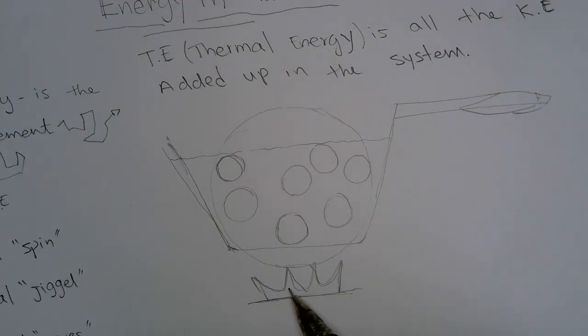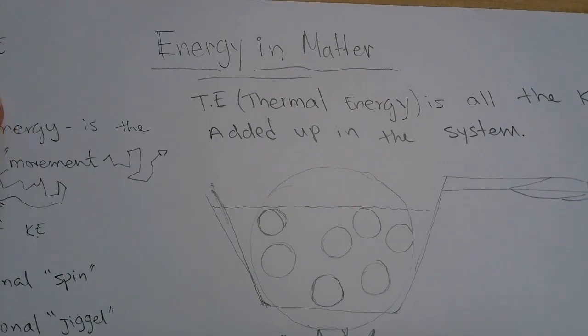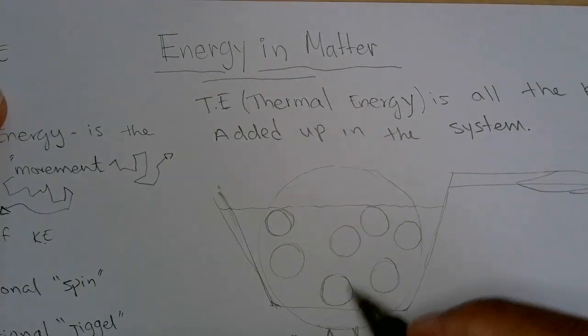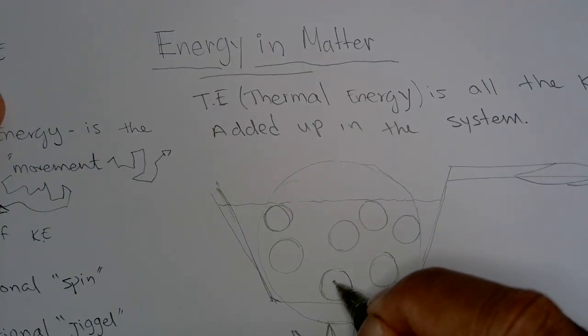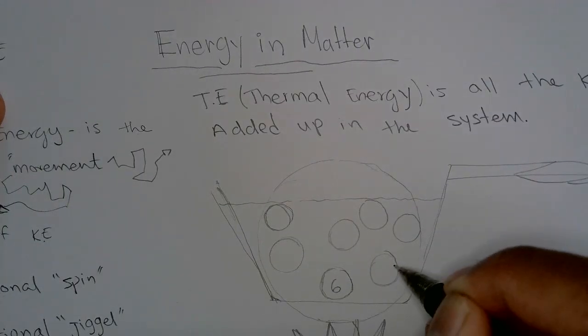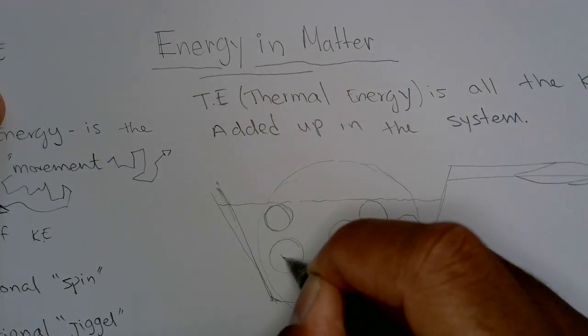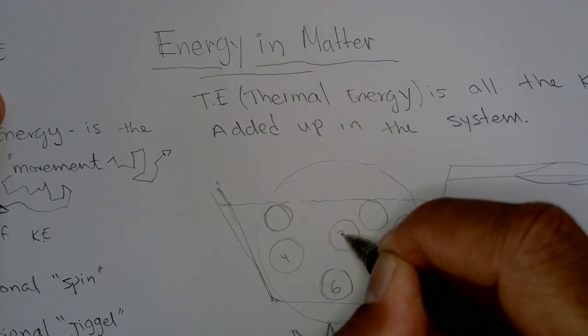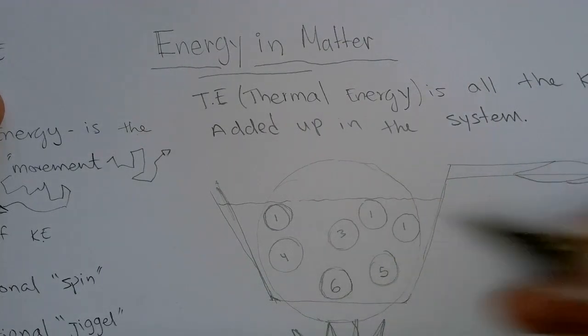Yeah, exactly. Because it's closer to the fire. It's probably going to be the bottom, right? So for that reason, let's go ahead and write some numbers down. We'll make up some numbers. So this one will probably be like kinetic energy of 6. Let's make this one 5. Let's make this one 4. Then 3. And then let's make the ones at the top all ones.